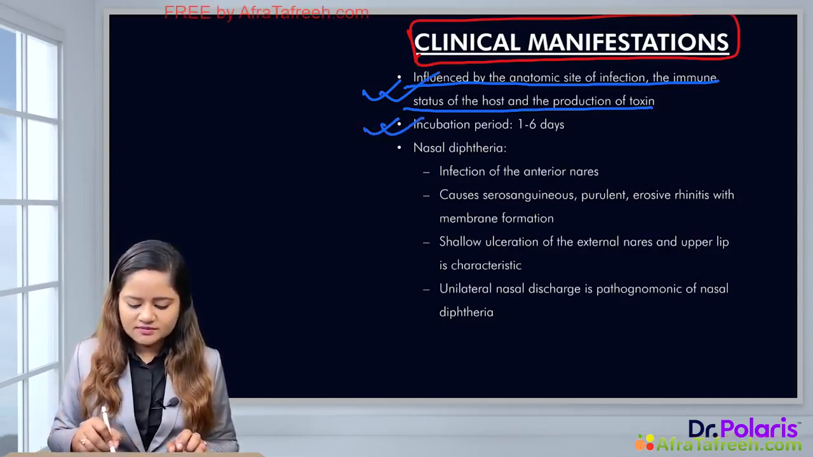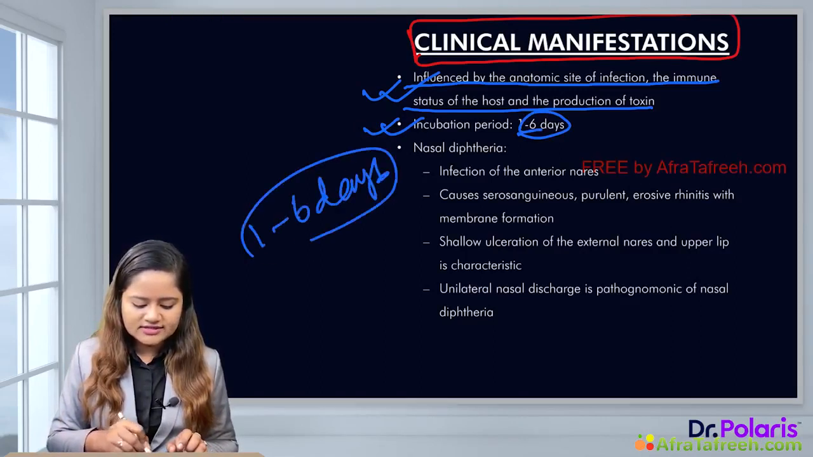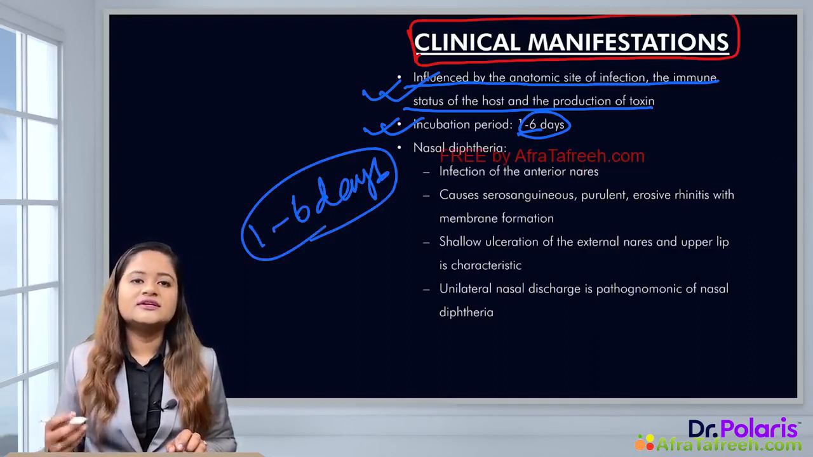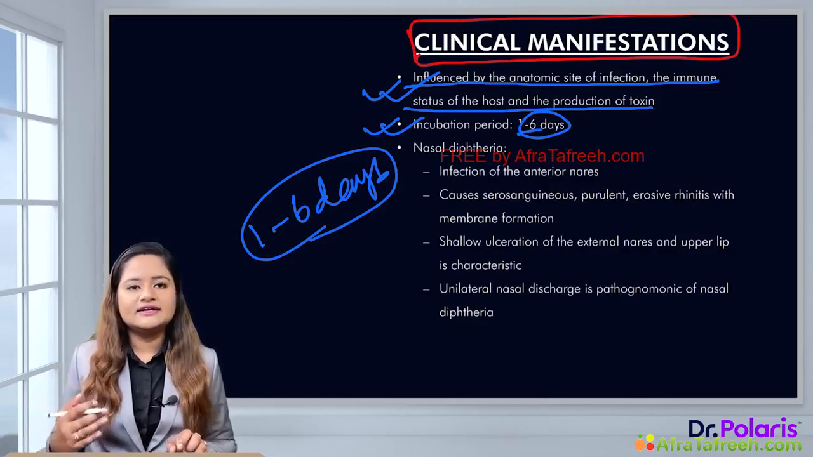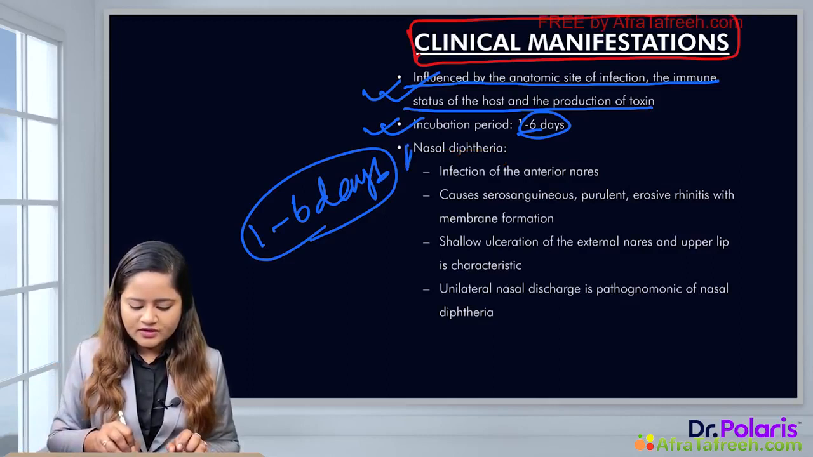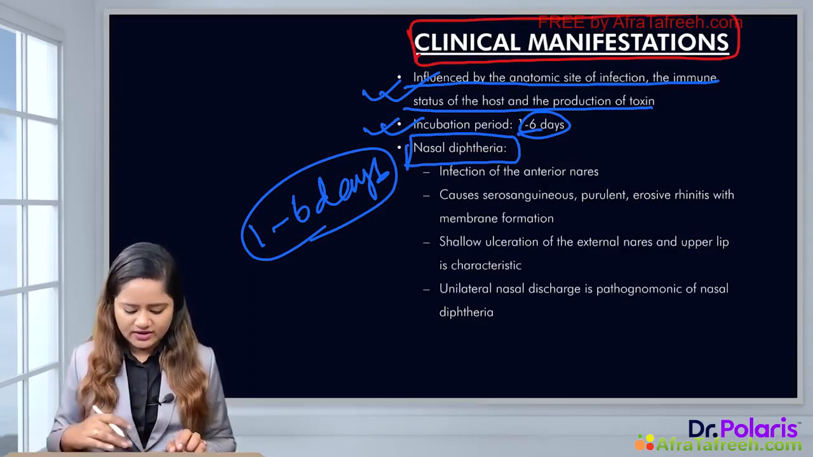So the incubation period is 1 to 6 days. Once it enters inside the human body, it will result into the incubation of the organism. So before it produces the symptom, it can take around 1 to 6 days duration for the incubation period. Now there is nasal diphtheria. So nasal diphtheria is the first manifestation that will happen.